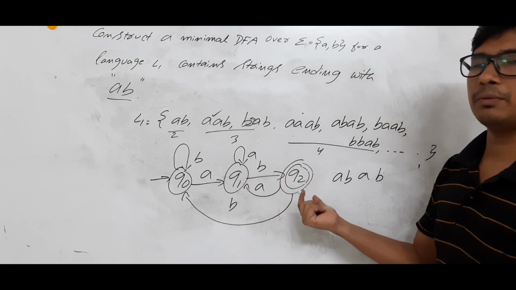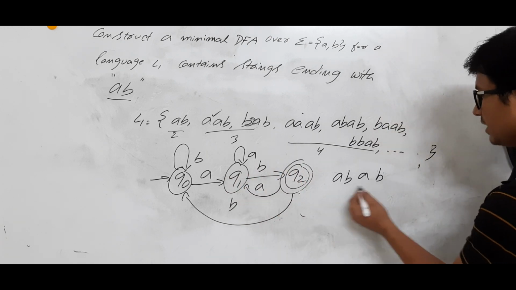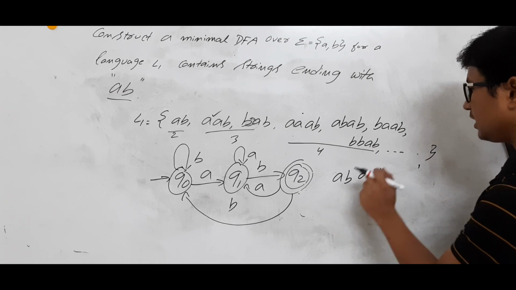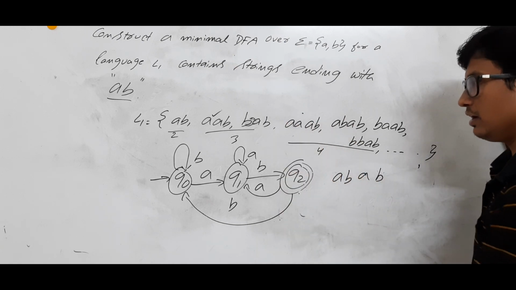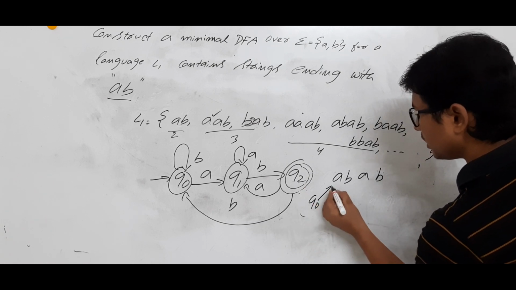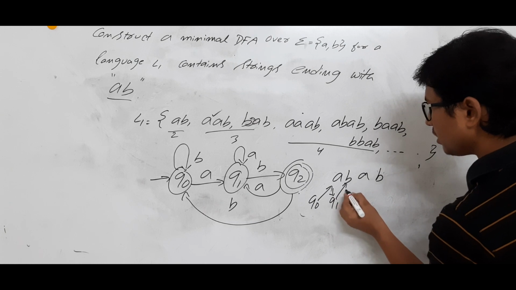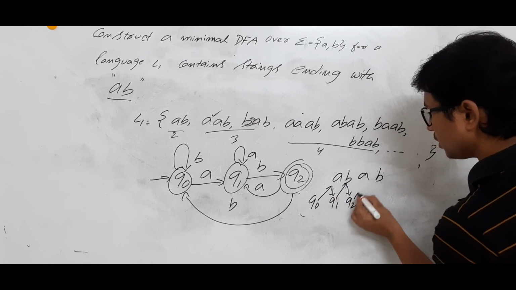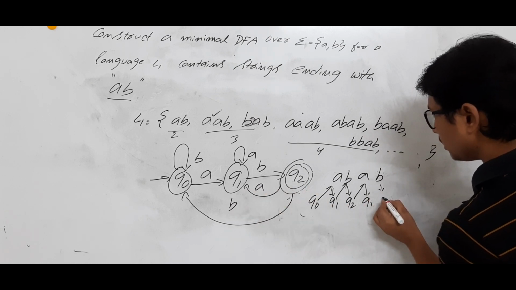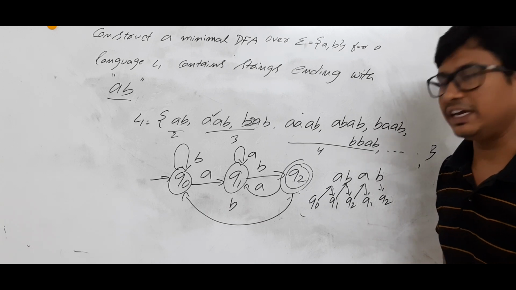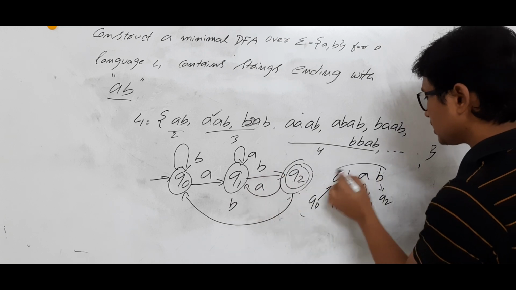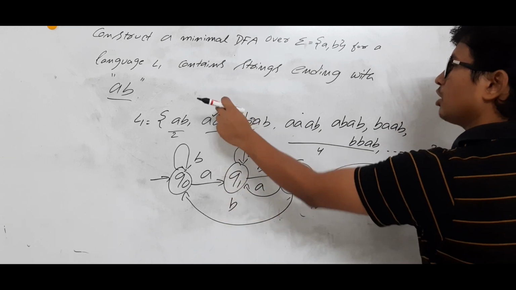From Q1 on B, you will come to Q2. Then it is ending with B. So, is the string ending with AB or not? Yes, it is ending with AB. If it is ending with AB, it belongs to language L1 and my DFA should accept it. We will check it. Q0 on A, you are coming to Q1. Q1 on B, you are going to Q2. Q2 on A, you are coming to Q1. Q1 on B, you are going to Q2, which is a final state. So I can say that this string was accepted by the DFA, which belongs to language L1.